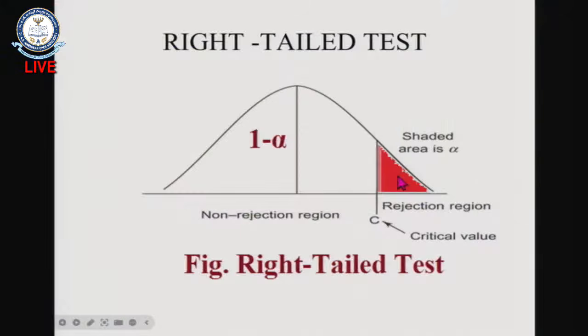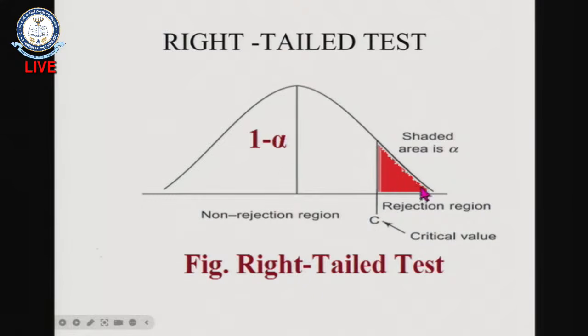In the right tail test, the total rejection region, that shaded area, is alpha only. Previously we took alpha by 2 on the left side and alpha by 2 on the right side. Now we are taking only the right side, that is why this test is known as a right tail test. In that case also, C is the critical value. What is the end point?